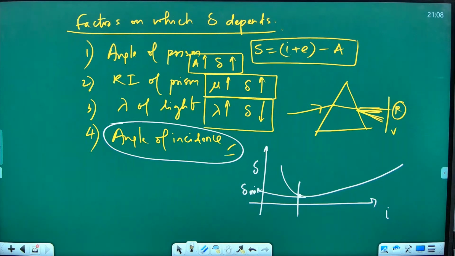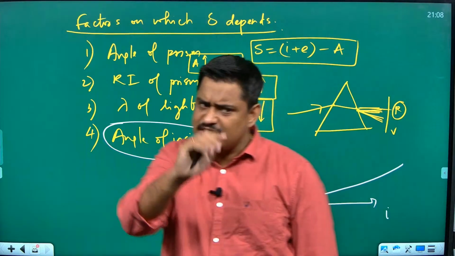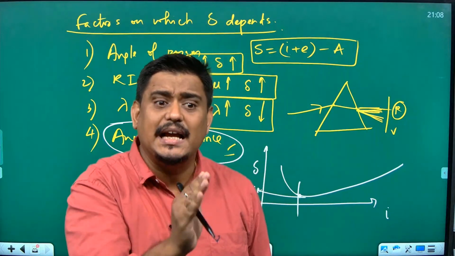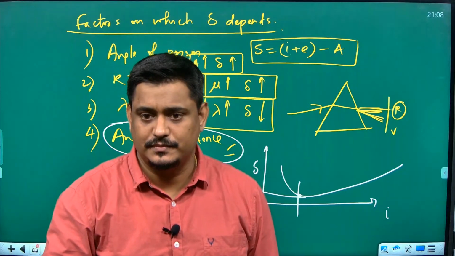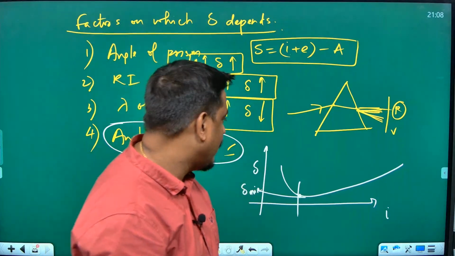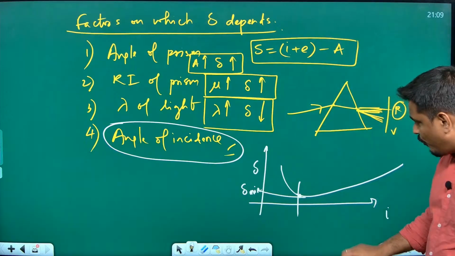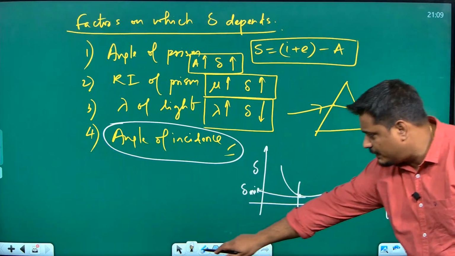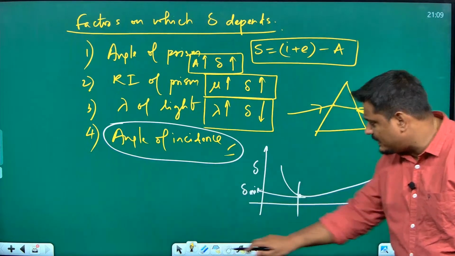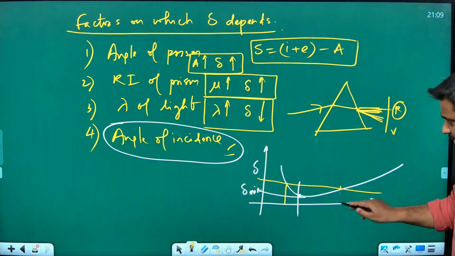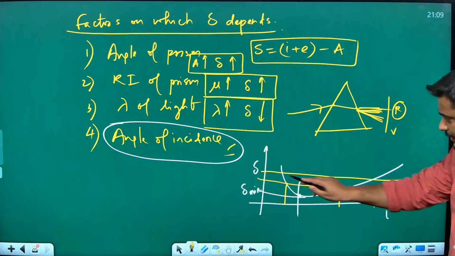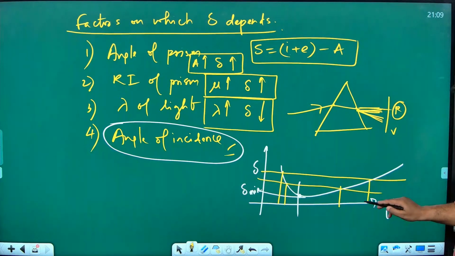So, there is a particular point where the angle of deviation is minimum, and that angle is called the angle of minimum deviation. I hope you get my point. Now, for any other angle of deviation, if I draw a line here, I have one I and one E. Are you getting my point?